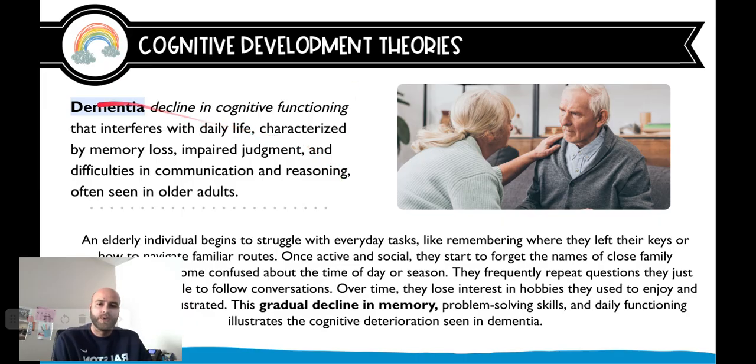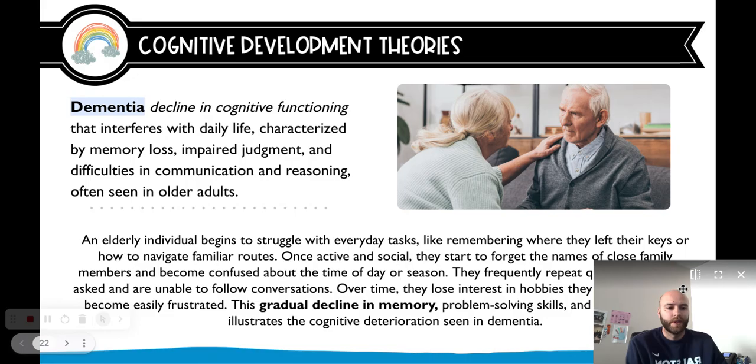And eventually, as we get towards our end of life, some people will experience dementia, right, which is a decline in cognitive functioning. So that is a type of cognitive development, right? It's just a decline instead of an increase. And this interferes with daily life, characterized by memory loss, impairment in judgment, and difficulties in communicating and reasoning, often seen in older adults. When we think of dementia, probably the most common example that we think of is Alzheimer's disease. Right? So that wraps up our cognitive development across the lifespan.